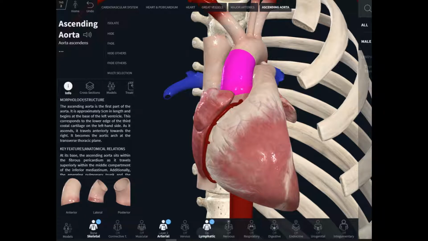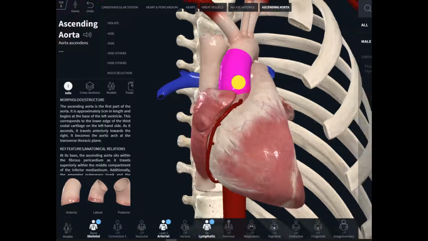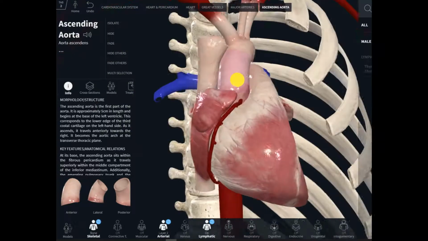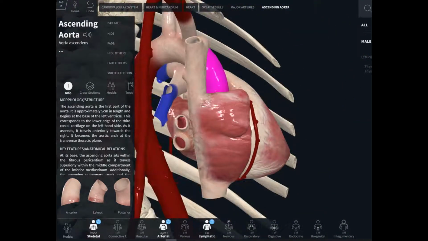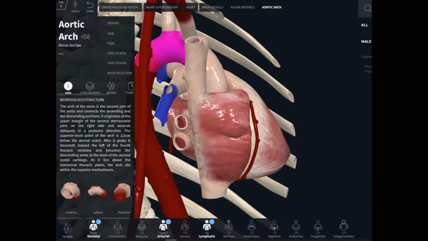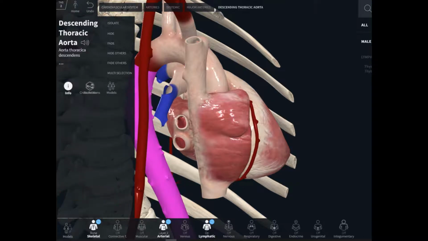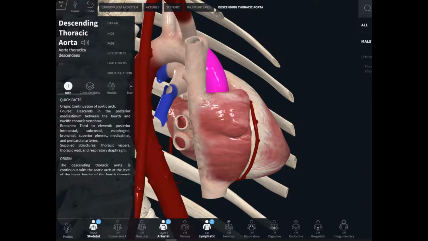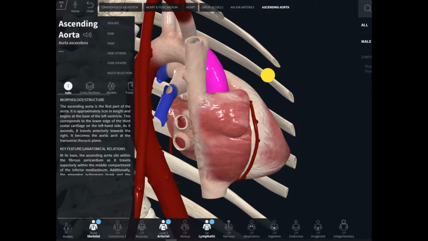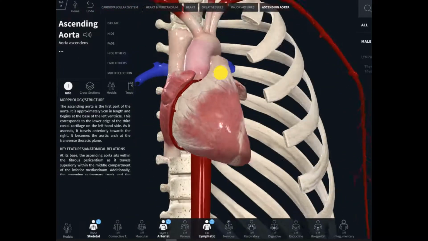So it's important to note that the ascending aorta is quite a small part of a larger structure, the thoracic aorta. As you can see here laterally, the thoracic aorta extends all the way. This entire aorta is made of three parts: the ascending aorta, the aortic arch, and the descending aorta. So this is quite a long structure.